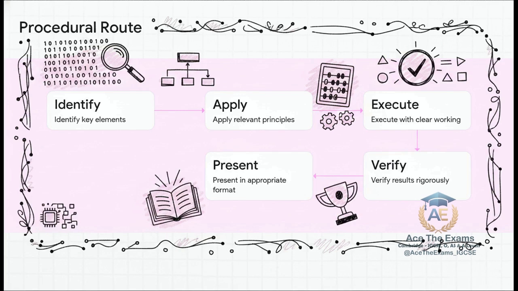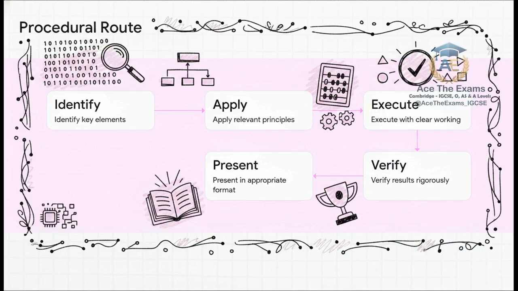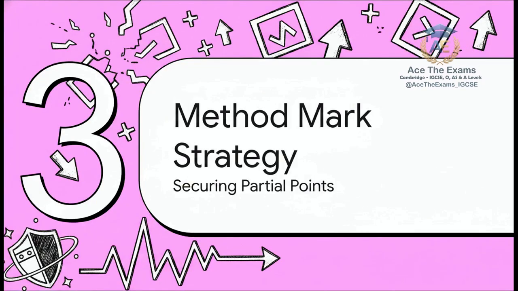Step 4. Verify your results. Do a quick sanity check for reasonableness. Maybe even convert it back to the original base really quickly just to test your output. And finally, Step 5, present it in the appropriate format. If the question specifies an 8-bit format, you better make sure those leading zeros are included. Deconstruct, solve, and evaluate. Which brings us perfectly to Section 3, Securing Your Method Marks.